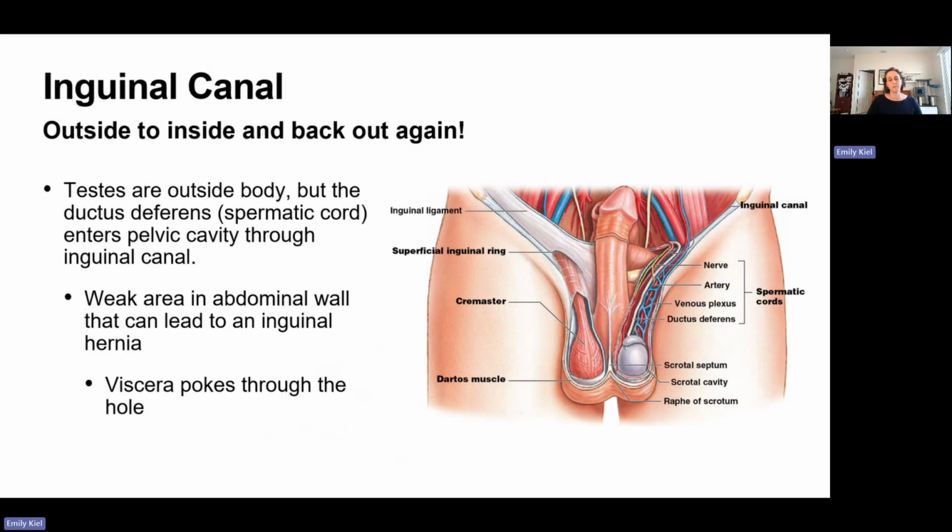So there's not a full coverage right there, because we do have things going in and out. Here is that superficial inguinal ring. There is a deep inguinal ring, but we're not going to look at that where we're at right now.